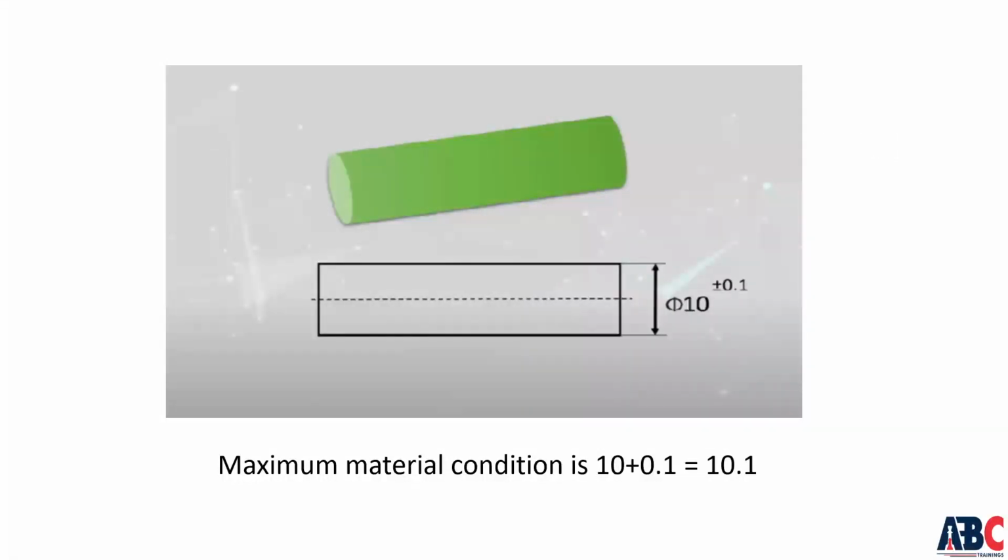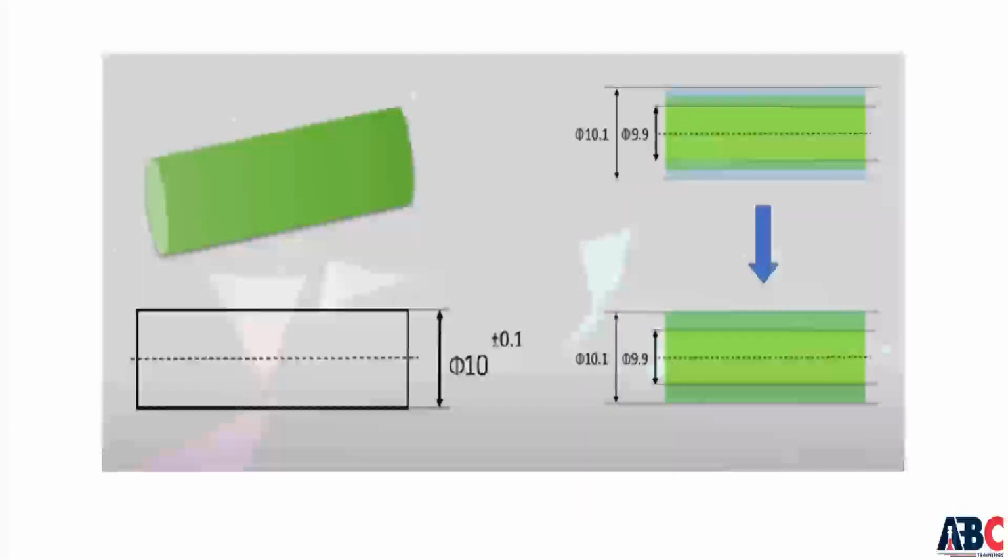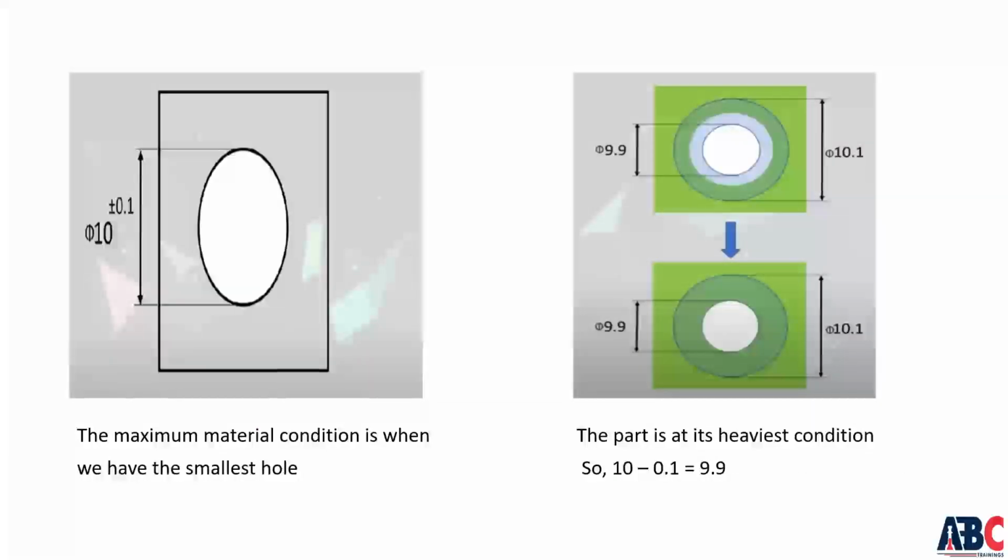So, for a shaft with an outer diameter of 10 plus 0.1, the maximum material condition is 10 plus 0.1, which equals 10.1. This is the size that results in the shaft being at its heaviest condition. But for a part with a hole that has a diameter of 10 plus or minus 0.1, the maximum material condition is when we have the smallest hole, that is when the part is at its heaviest condition. So 10 minus 0.1, which equals 9.9.